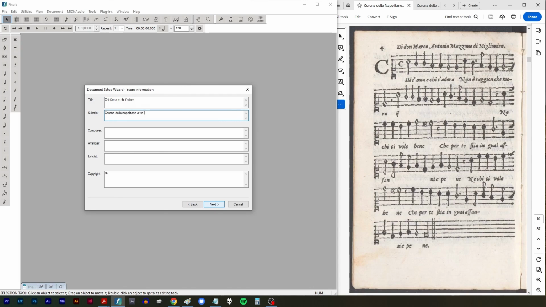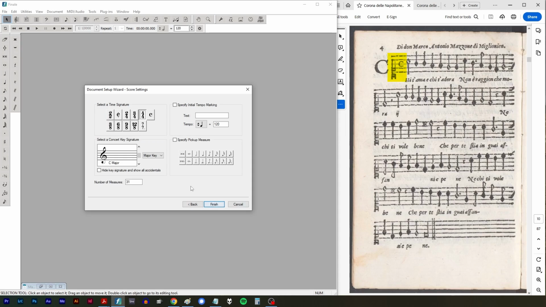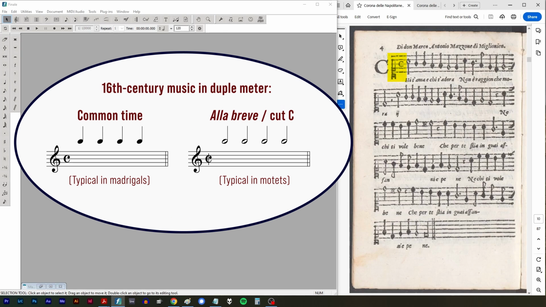The first thing we need to do is set the key and time signature. The key is easy. Generally, in the 16th century, it was either with a flat or without a flat. So here we are without. The time signature is slightly more complicated, as we are forced to add bar lines to music that didn't have them originally. However, when transcribing 16th century music in duple meter, in most cases there are 2 options.